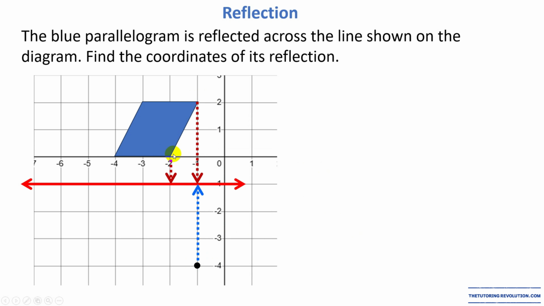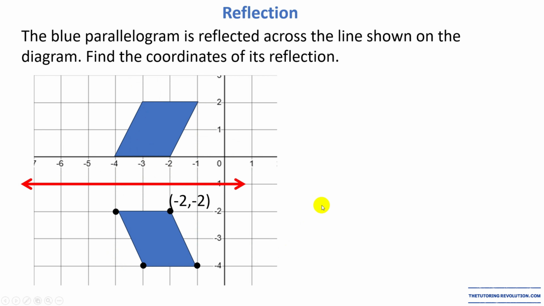Same thing for this vertex here. It has a distance of 1 towards the line, so the reflected point will have a distance of 1 towards that line. So this distance from this vertex to the line will be the same distance from this vertex to this line. And this distance here will be the same as this one. So basically the red line is in the middle between the points of the blue parallelogram and its reflection.